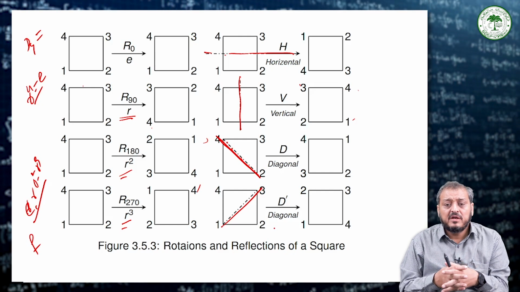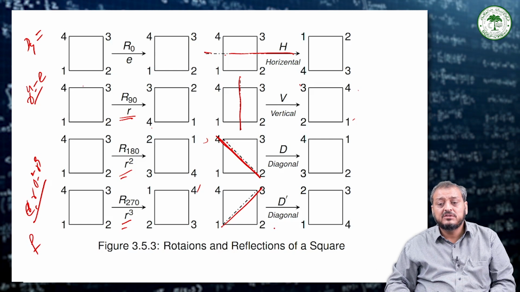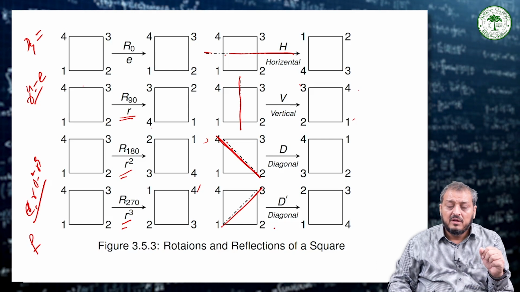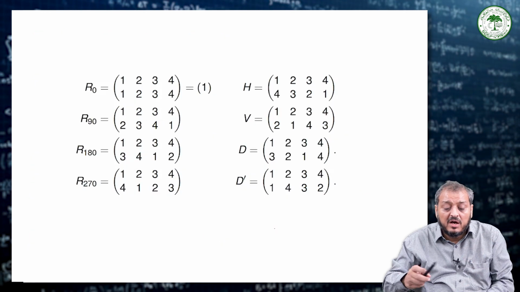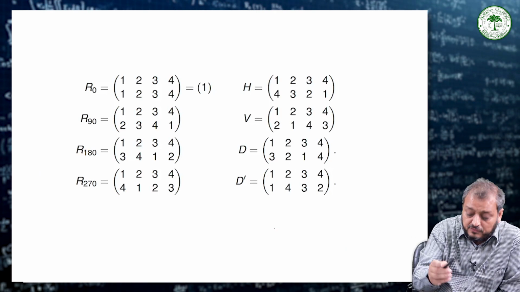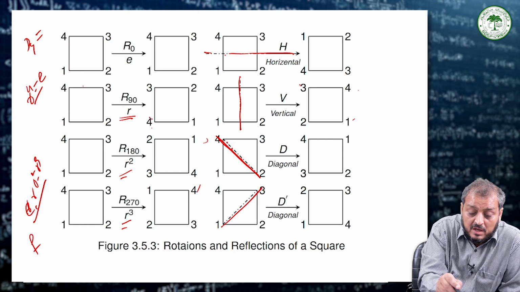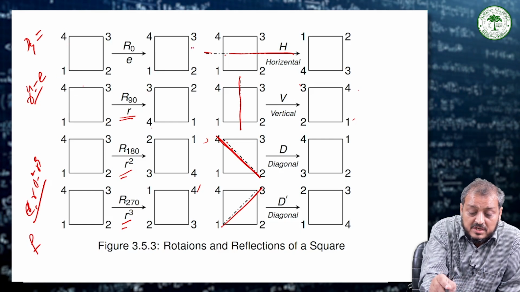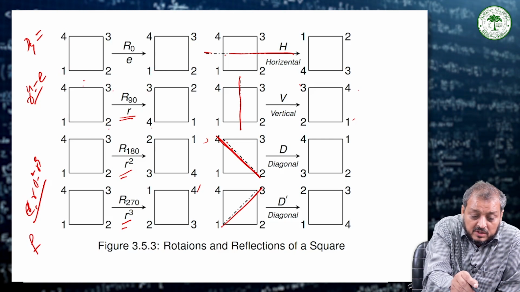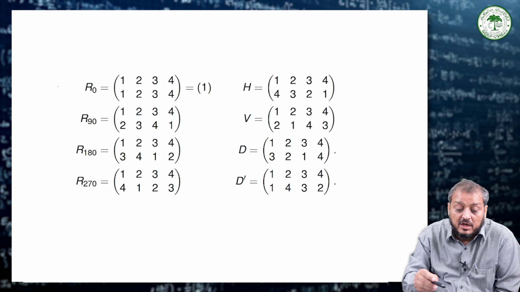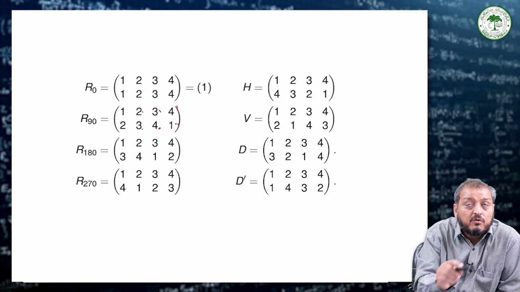If we try to write these rotations and reflections of this square in the form of permutations, R0 is written like this. Now you see this clearly, what is moving: where is the 1 place and 2. Now 1 is moving to 2, 2 is moving to 3, and 3 is moving to 4 place. So that means R90: 1 moving to 2, 2 to 3, 3 to 4, and 4 is equal to 1.